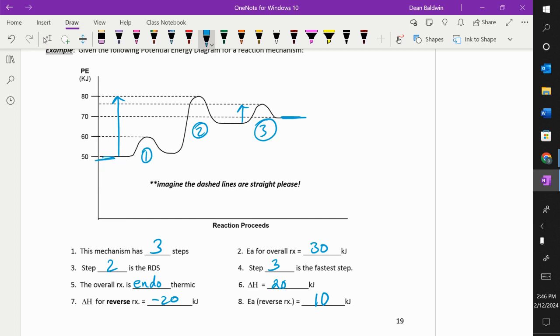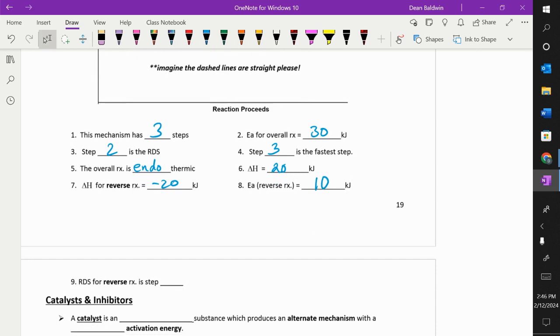Question 9. What is the rate determining step for the reverse reaction? It's 2. It's the highest bump again, right? Step 2. Okay. Yep.